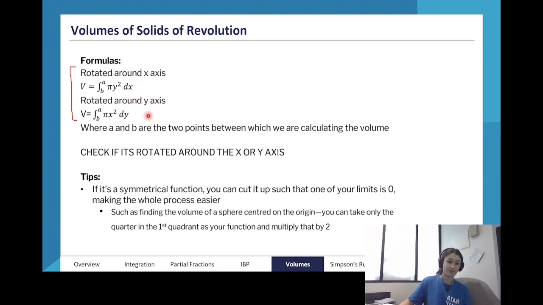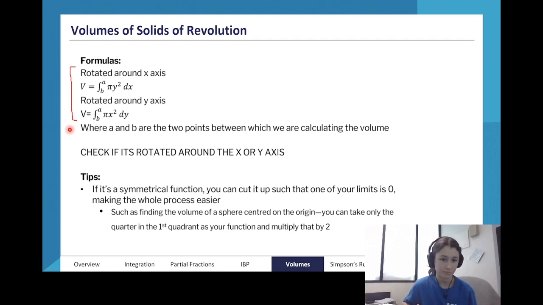But of course, if it's rotated around the y-axis, we need to integrate with respect to y. So our function needs to be in terms of y, like x equals something in terms of y. The limits a and b in both of these are the two points between which we are calculating the volume. If we are rotating around the x-axis, these two limits need to be x coordinates, and if we are rotating around the y-axis, these two limits need to be y coordinates.